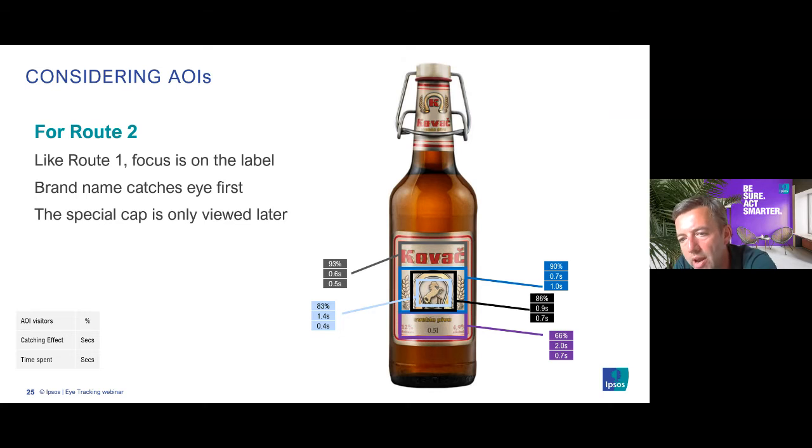But all this is going on before they reach the top. So this is in order. What they're looking at in this pack is all of that stuff on the label before they attend to what is potentially a very differentiating feature here.